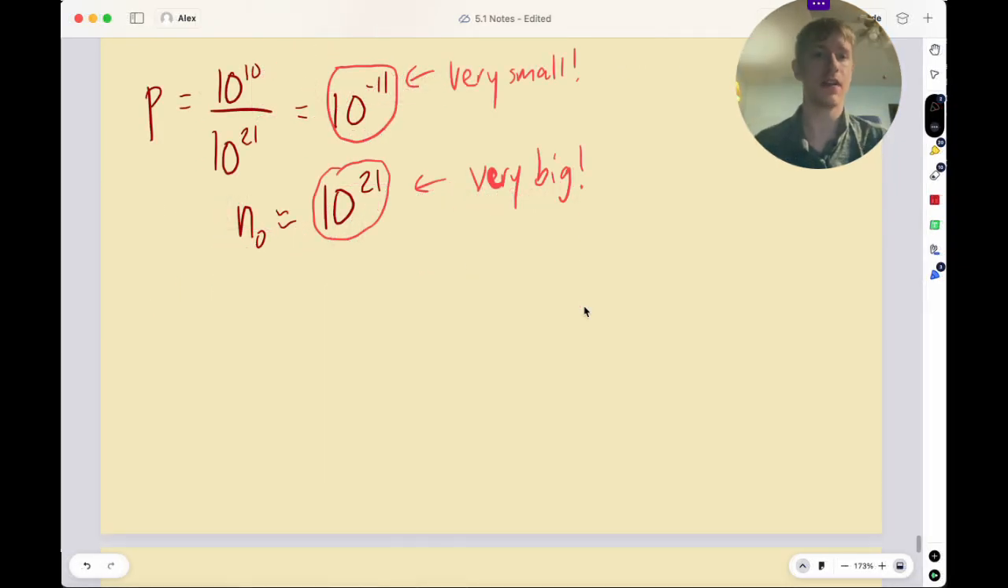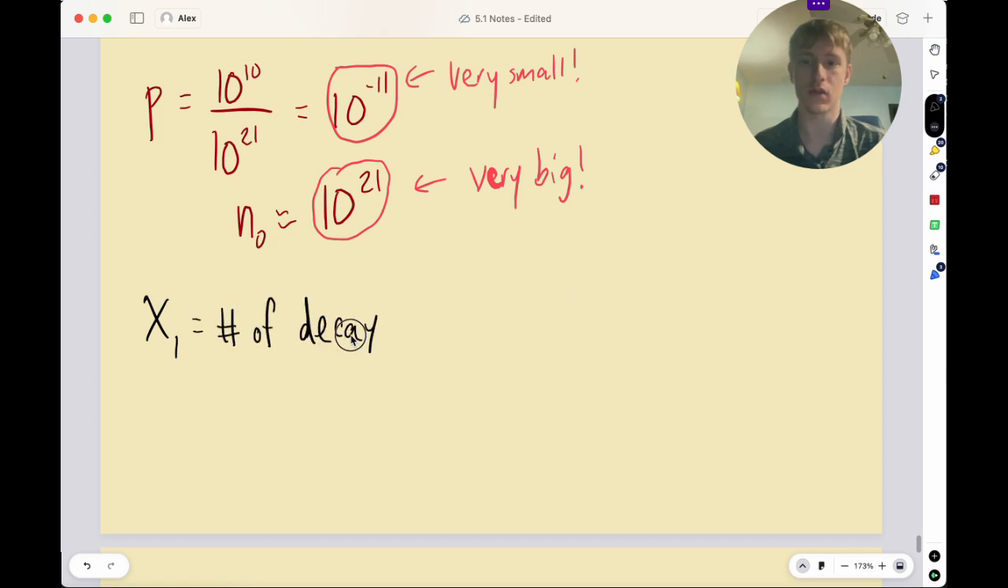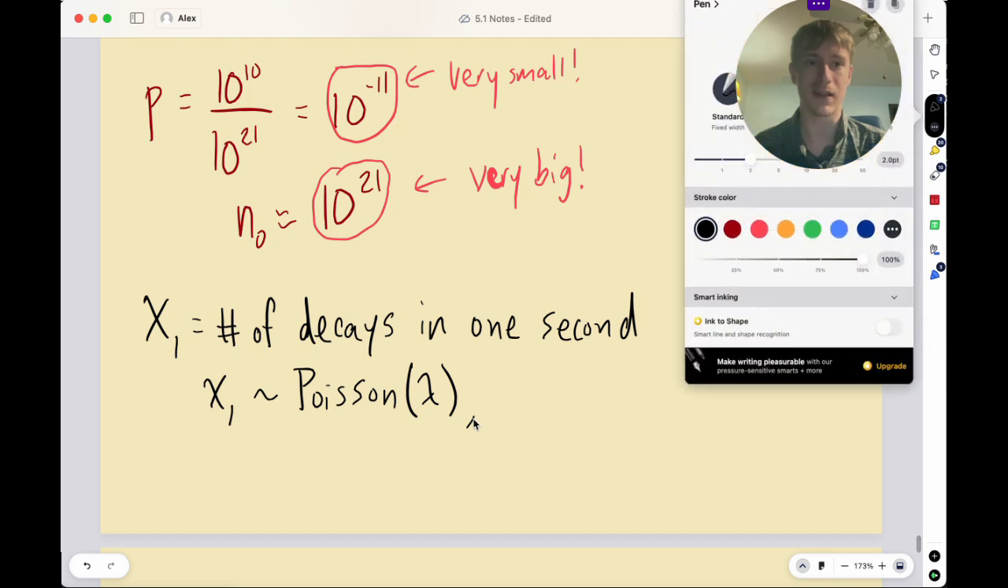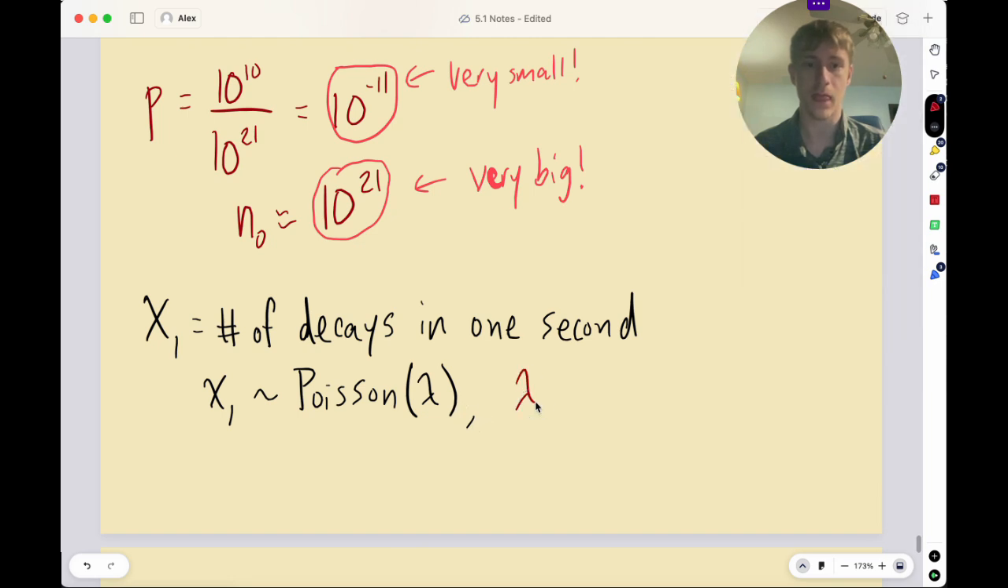And in fact, let's go ahead and describe it like that. So let x1 be the number of decays of radium to radon in 1 second. Well, then by everything we just showed, we know that x1 has a Poisson distribution with parameter we'll call lambda, where lambda is equal to total number in our sample, total number of trials essentially, times the probability of success.